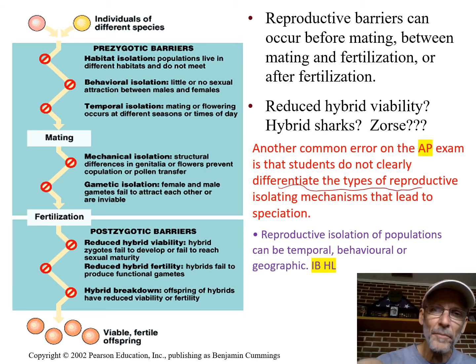Now, you don't have to memorize all these different ones here. You should be able to understand them, though. And then on the IB higher level list, they talk about differentiating between three: ones that are due to geography, ones that are due to time factors, ones that are due to behavioral factors.